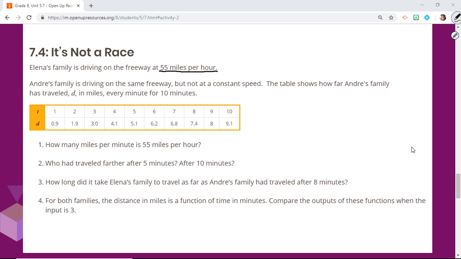So we basically have an input-output table. So T would be our input, which again is our independent variable, which is our x, and D, distance in miles, would be, excuse me, our output, which is our dependent variable, and our y.